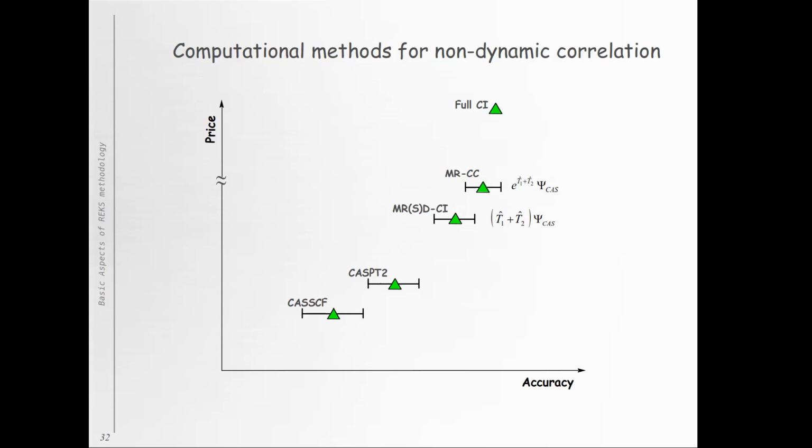COS-PT2 is good, but it cannot recover well. It's simply because CASA-CF is too bad already. The reference is too bad, so PT2 may not be able to recover all the correlation well. That's the kind of thing we observe these days. So really, you need to go to full CI to get all the correlation well, but we cannot do it. So that's why we need to do a completely different path.